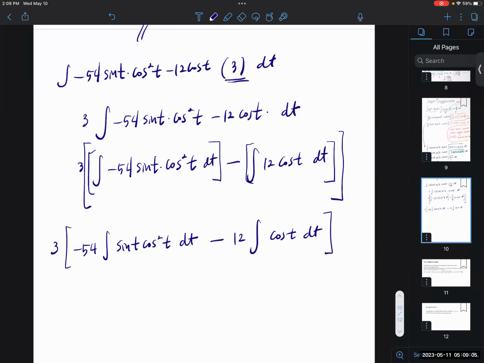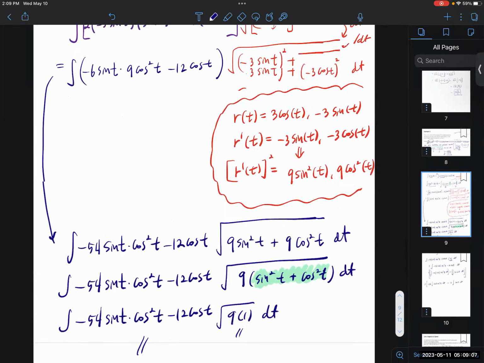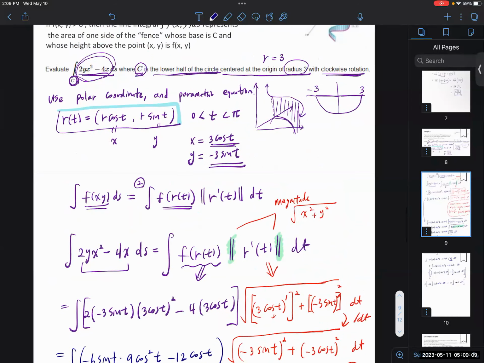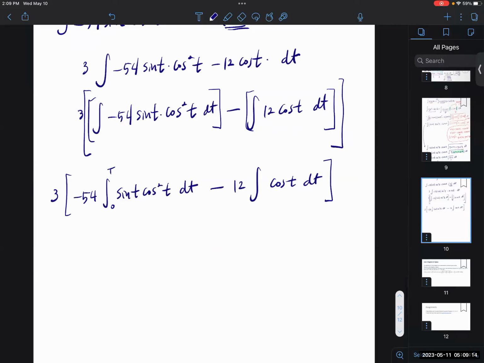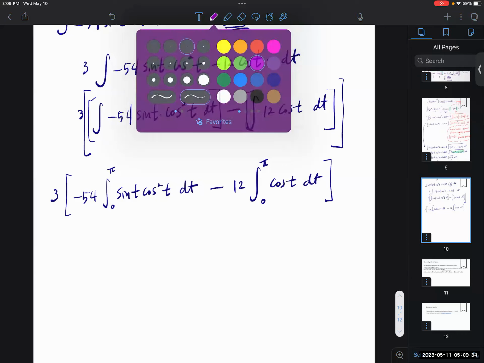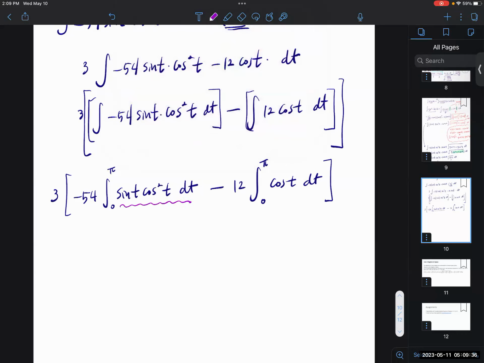And then we know the t interval, actually I didn't write it. Oh, actually here, 0 to pi. So we are taking the integral with respect to t from 0 to pi. So that's something we're going to deal with. Sine t times cosine squared. How can we take the integral here? Anybody has an idea?